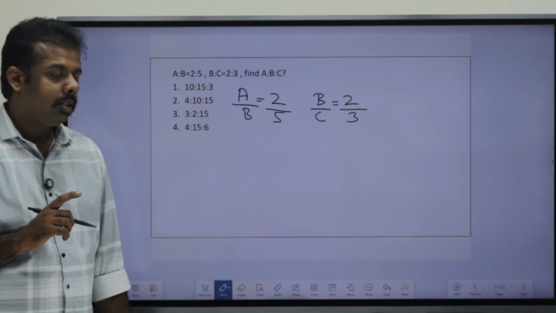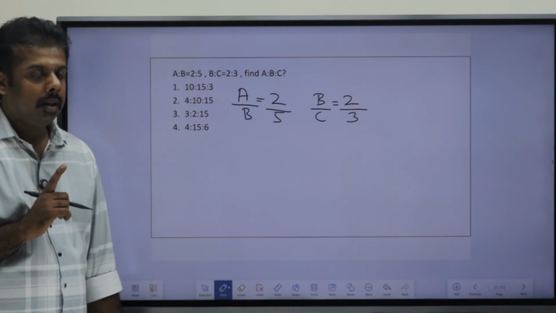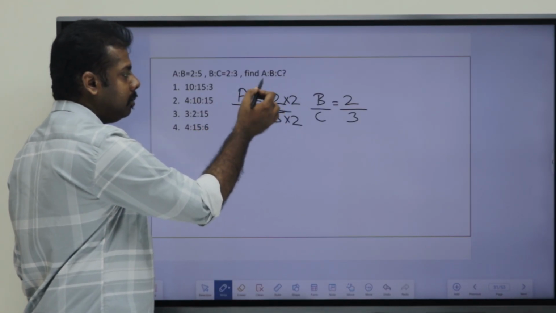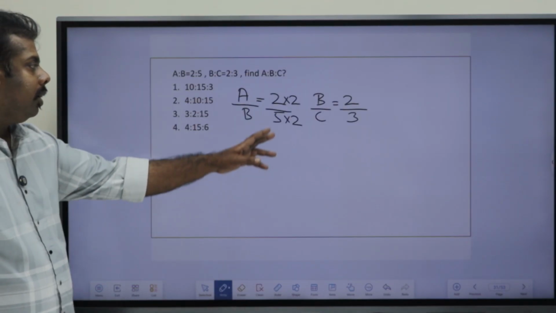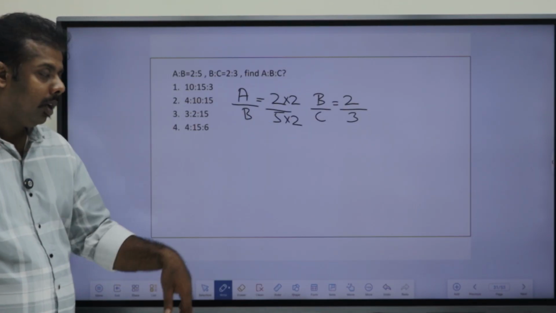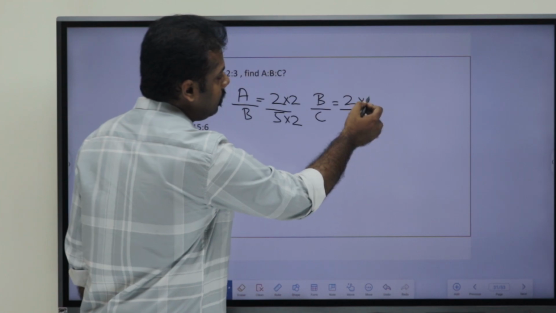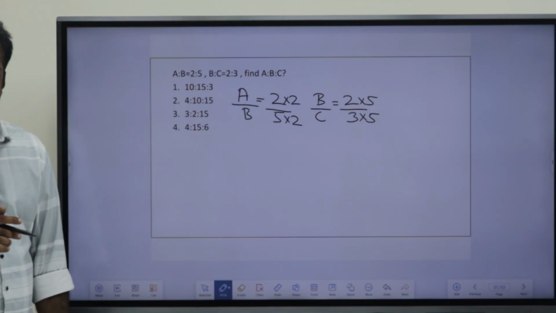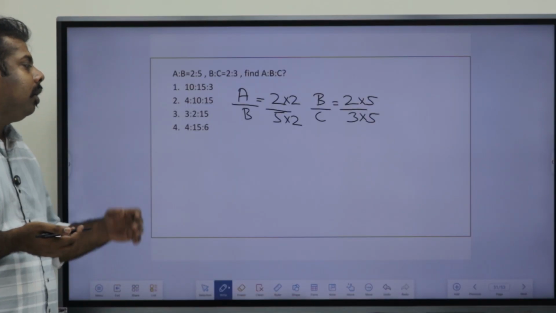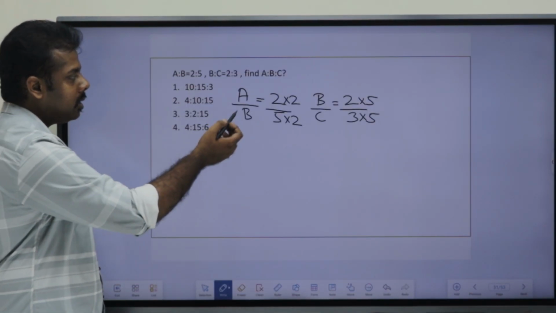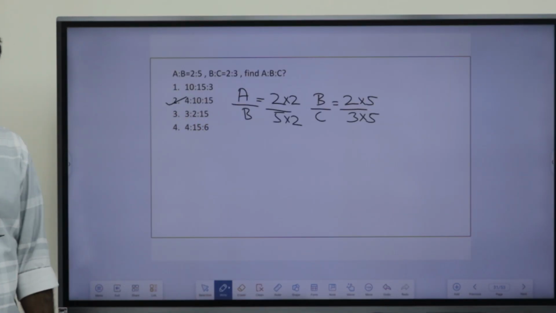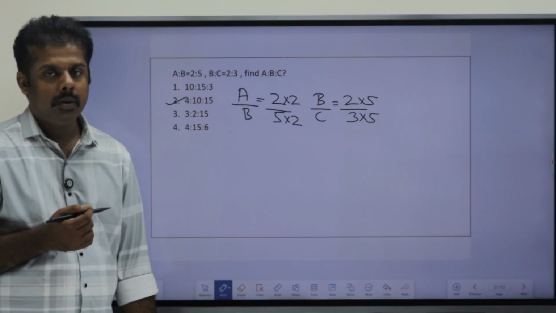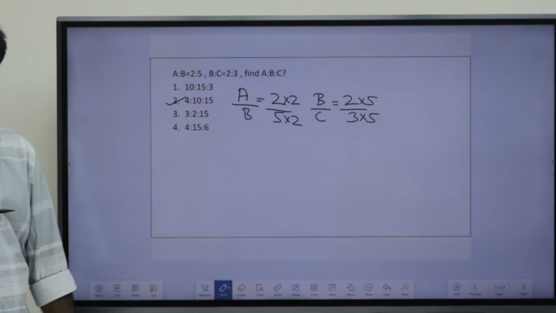So first we have to make that value the same. The same process: take the LCM of 2 and 5, so the LCM is 10. To make 5 into 10, you have to multiply with 2, and do the same in the numerator part as well. In the second case, the value of B is 2. To make it 10, you have to multiply it with 5. So multiply with 5 in the numerator and the denominator part as well, in both the cases. Okay. So now you have got A is 4, B is 10 and C is 15. Okay. So the answer here is 4 is to 10 is to 15. I hope that you got the solution here.